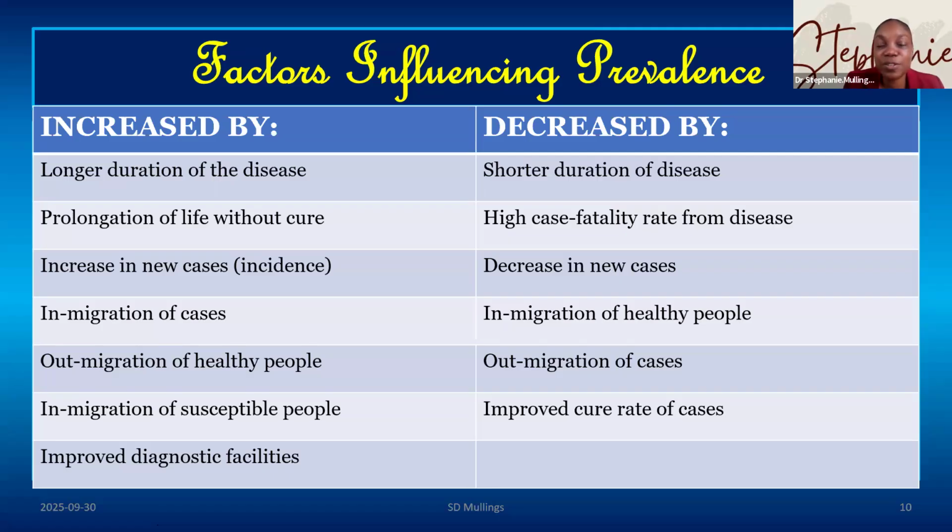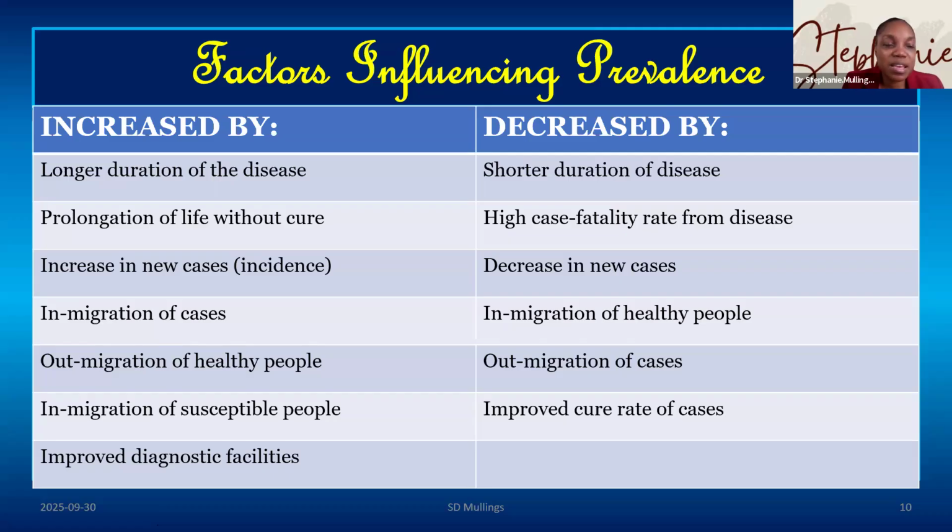Out-migration of cases, so if persons who have the disease leave your population, of course you would see a decrease in the prevalence there. And lastly here, improved cure rate of the cases. So if more persons are healed or recovered, it indicates that the prevalence would reduce.